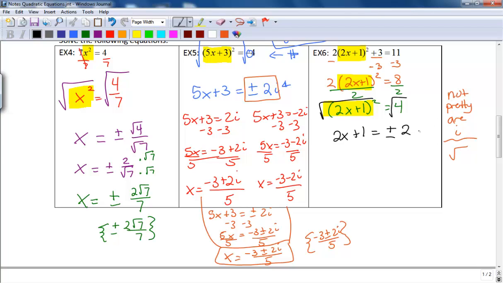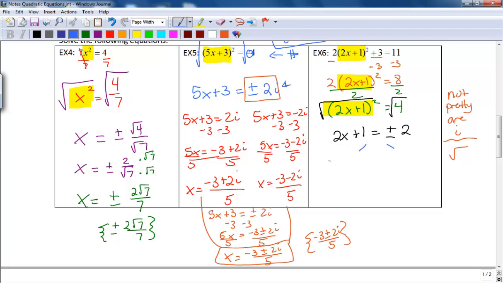Well, again, am I pretty? Is 2 a pretty number? Yep, it sure is. Why is it pretty? Because it doesn't have an i, it's not imaginary, and it doesn't have a radical. That means that in order to solve this equation, I must, right? I have no option, I must split this into 2.